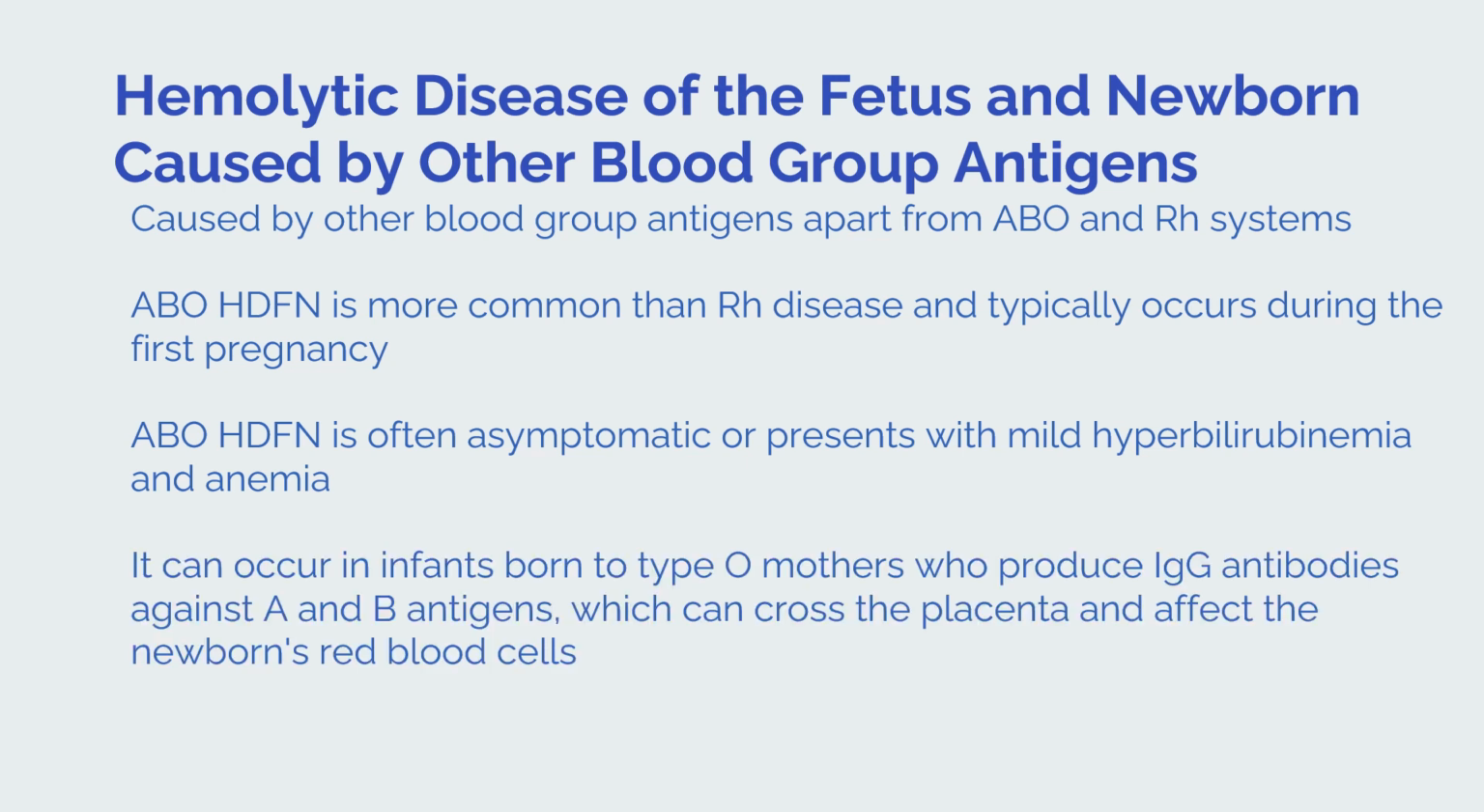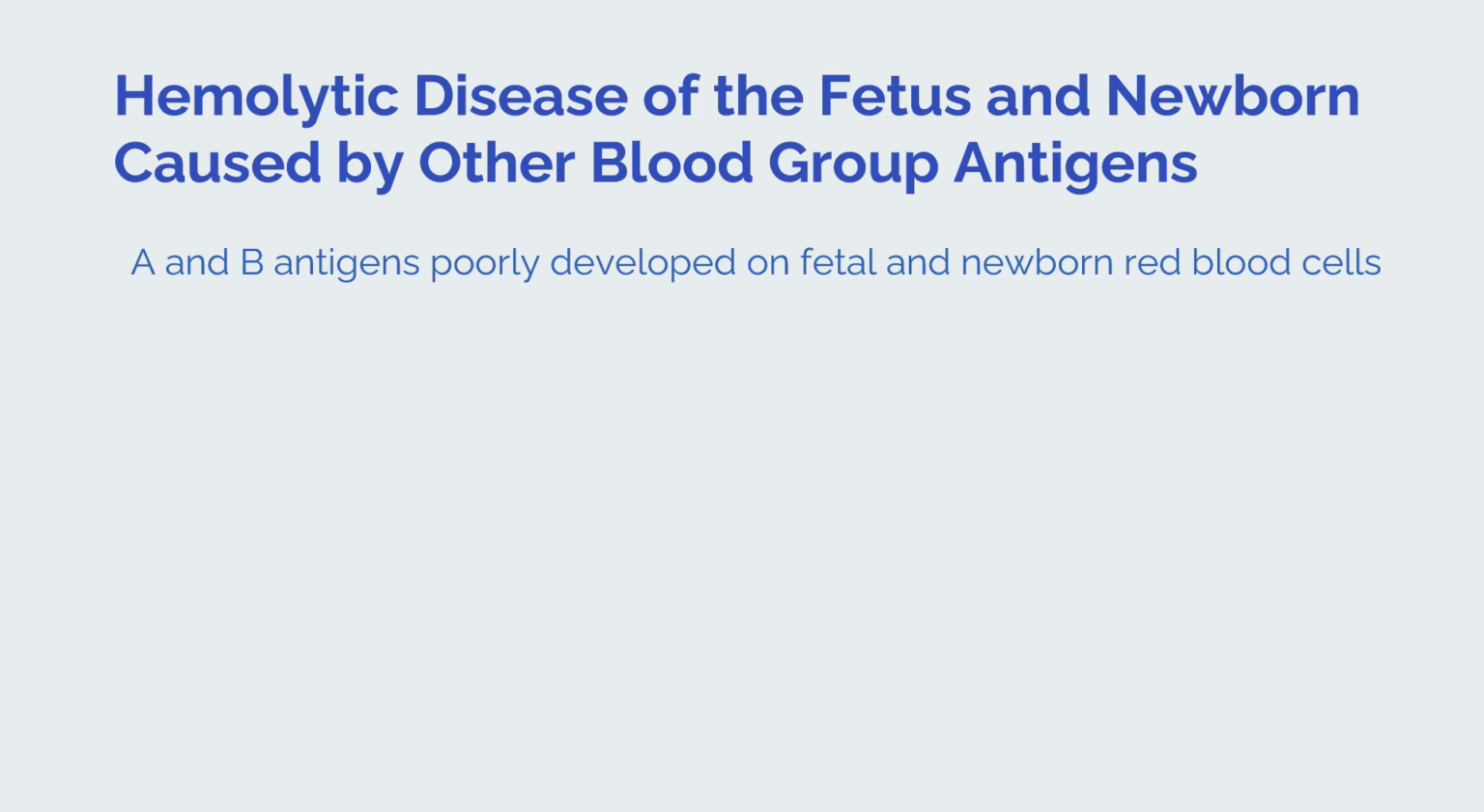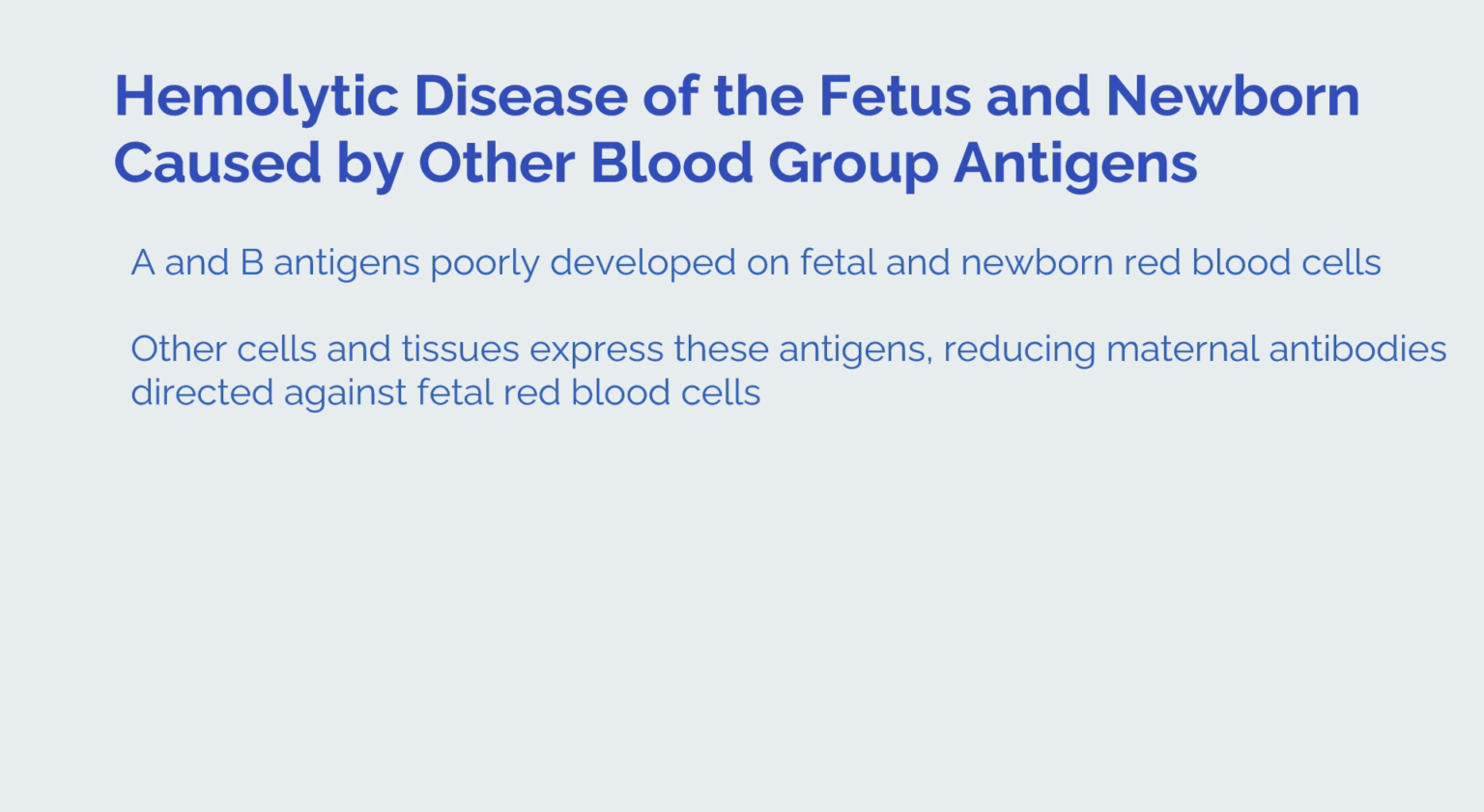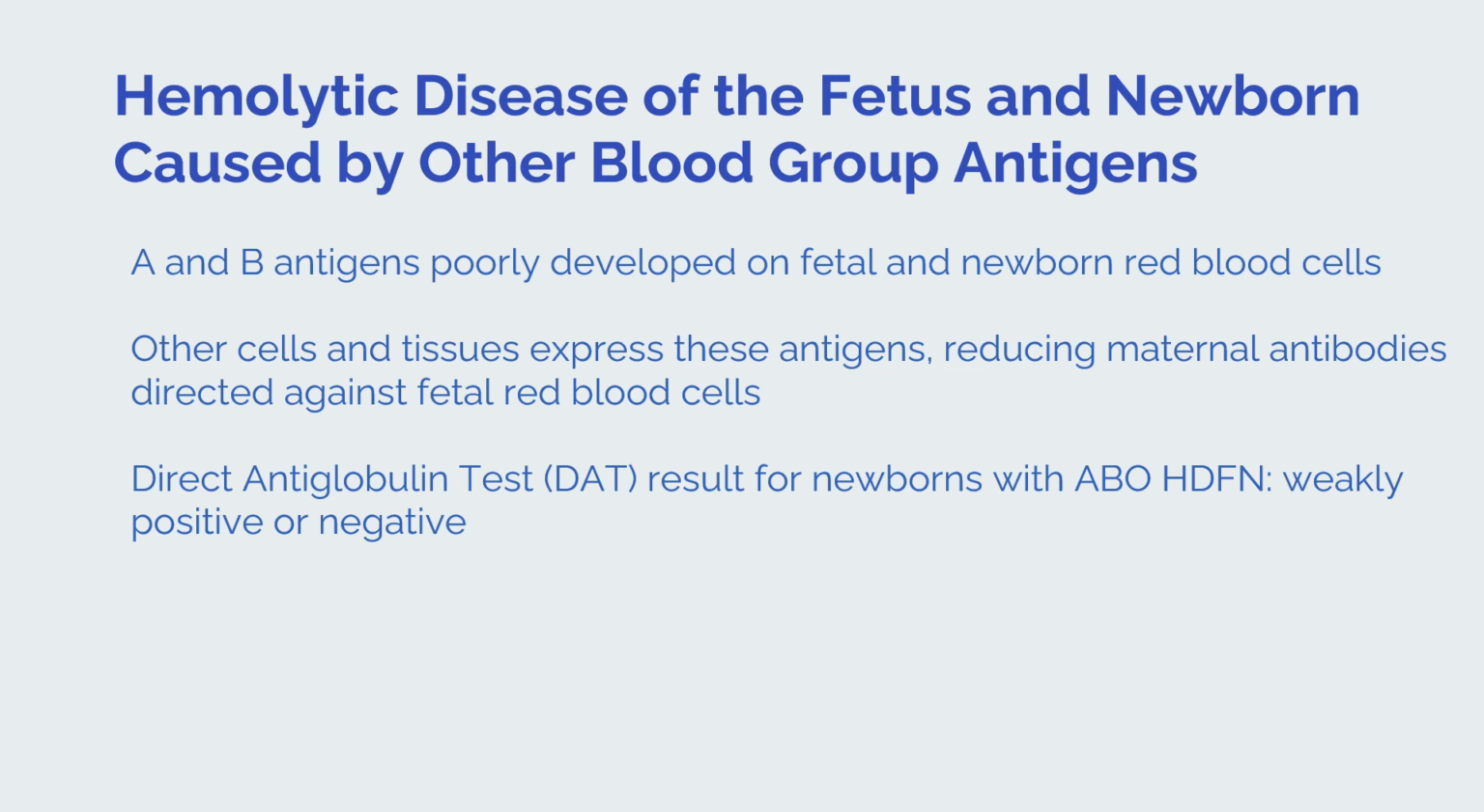It can occur in infants born to type O mothers who produce IgG antibodies against A and B antigens, which can cross the placenta and affect the newborn's red blood cells. However, the disease is usually milder compared to Rh-HDFN. This is attributed to the fact that A and B antigens are poorly developed on fetal and newborn red blood cells, and other cells and tissues express these antigens, which reduces the amount of maternal antibodies directed against fetal red blood cells. The direct antiglobulin test, DAT, result for newborns with ABO-HDFN is weakly positive or may even be negative.